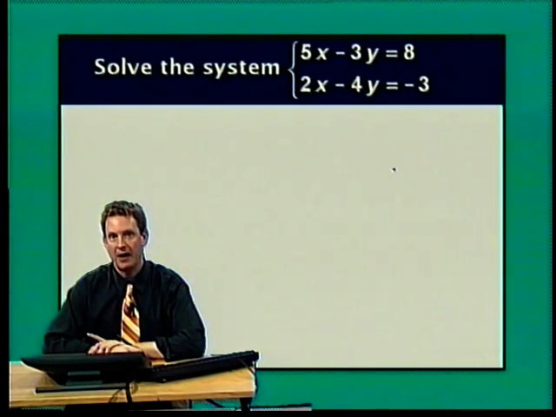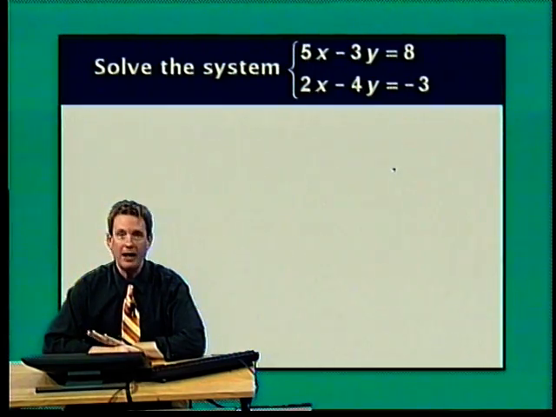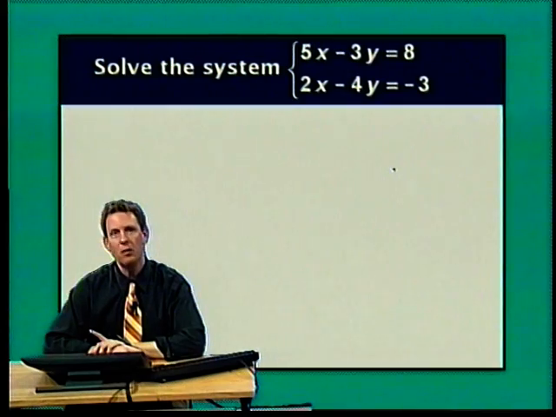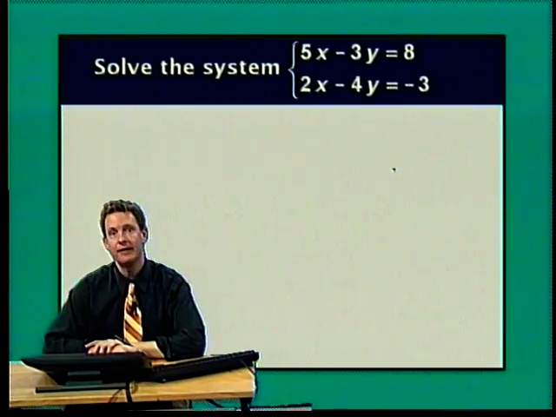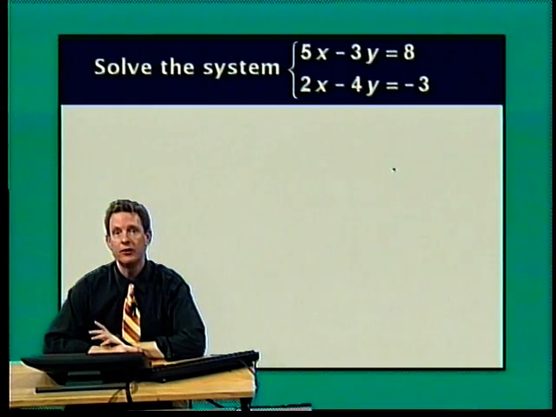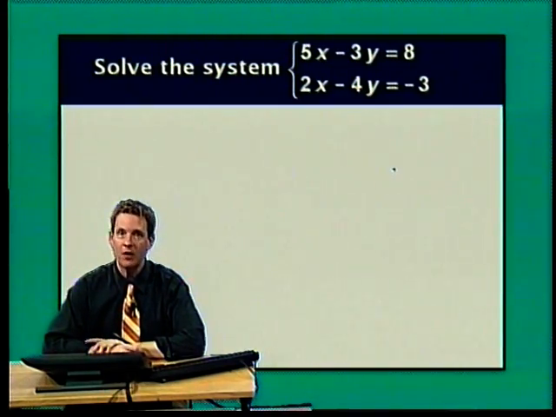The coefficients on x are 2 and 5. Neither of those numbers evenly divides into the other number. The coefficients on y are negative 3 and negative 4. Neither of those numbers evenly divides into the other number. When you don't have even division going on, that's the situation where you want to think about multiplying the first equation by one number and the second equation by a different number to create opposite coefficients on one of the variables. Let's focus on x.